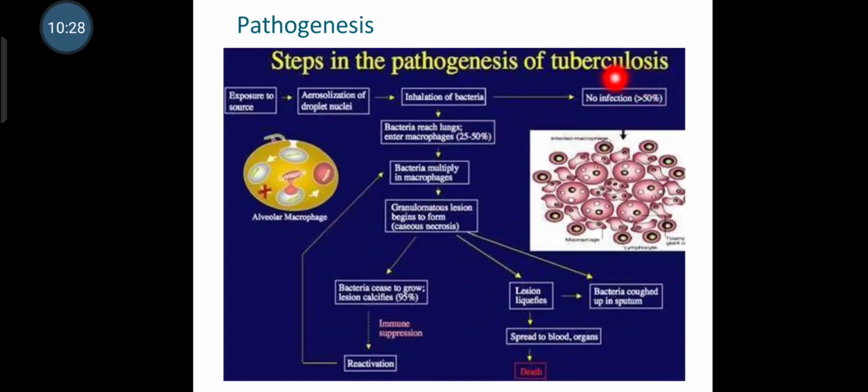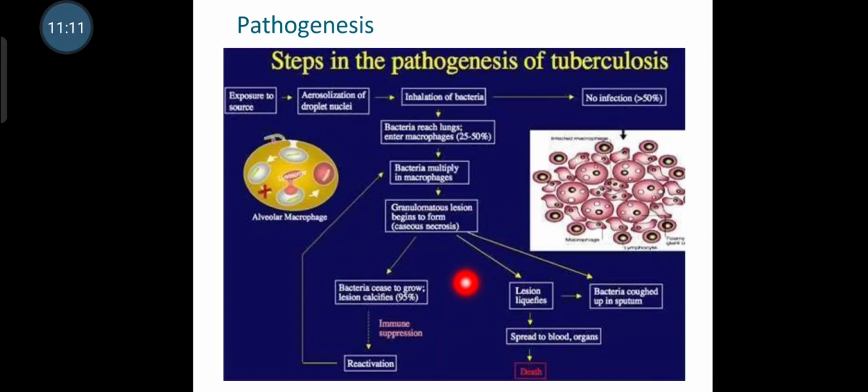Most of them do not show any kind of infection, that is more than 50% of the people, but in 25 to 50% of the people the bacteria reach the lungs and enter the macrophages, and once they enter the macrophages, the bacteria start multiplying. Here you can see these are the macrophages, and the bacteria are invading them. Bacteria multiply in these macrophages, and granulomatous lesions begin to form, of the type caseous necrosis. Then the bacteria cease to grow.